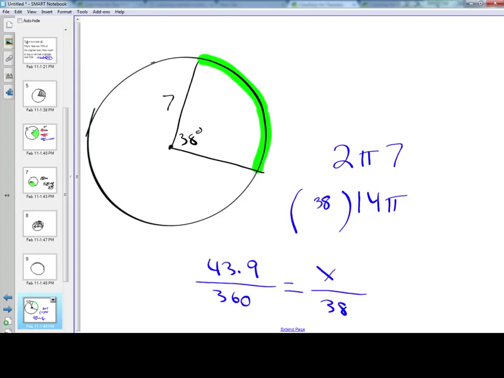Is there an easier way? Just do what we did before. 38 degrees out of 360 times 14 pi. Oh, I made things harder. Exactly the same thing. It's 4.64. That's what I got when I solved it anyways.